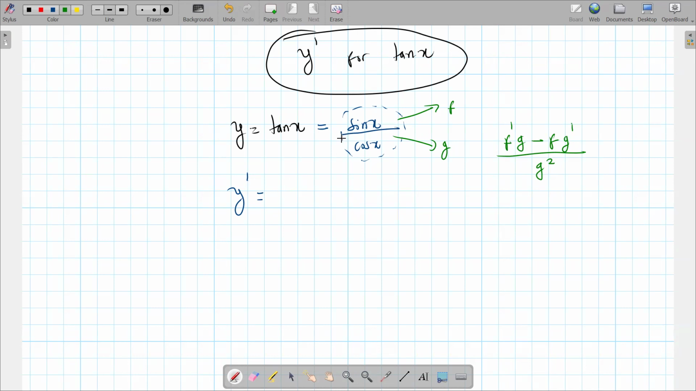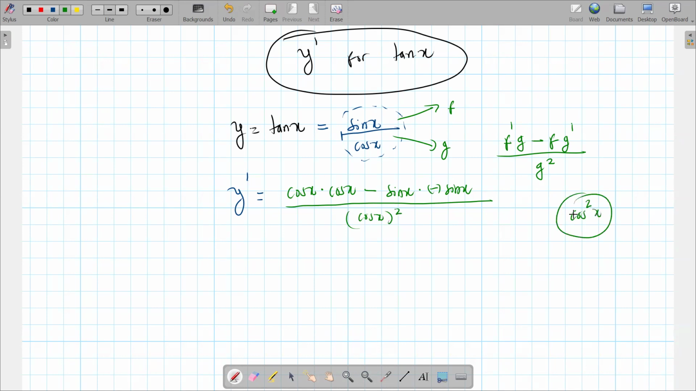If f is sine of x, what's f prime? Cosine of x. So you have cosine of x times g as it is, which is cosine as it is, minus f as it is, so sine of x, times, what's g prime? Negative sine of x, all over the original g squared, which is cosine of x whole squared. Sometimes this is also written as cos squared of x. They mean the same thing.